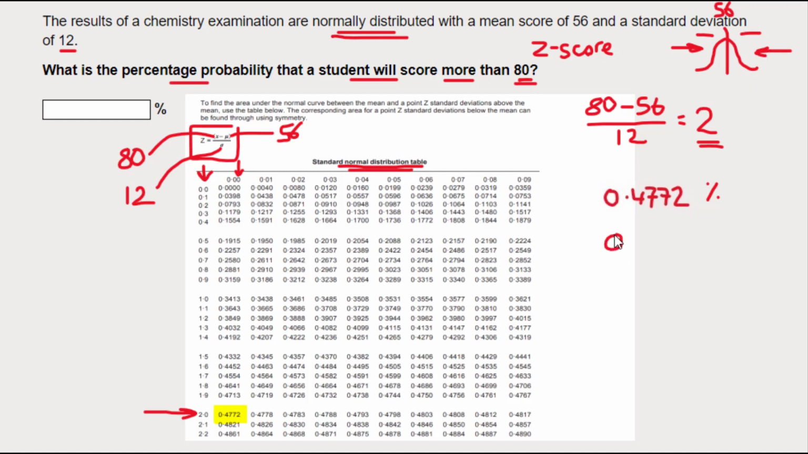So we're going to have to work that out by taking 0.5, so that's the probability of us being at the top completely, minus that 0.4772, and that comes out at 0.0228. Or to turn it into a number in percentage terms, that's 2.28%.